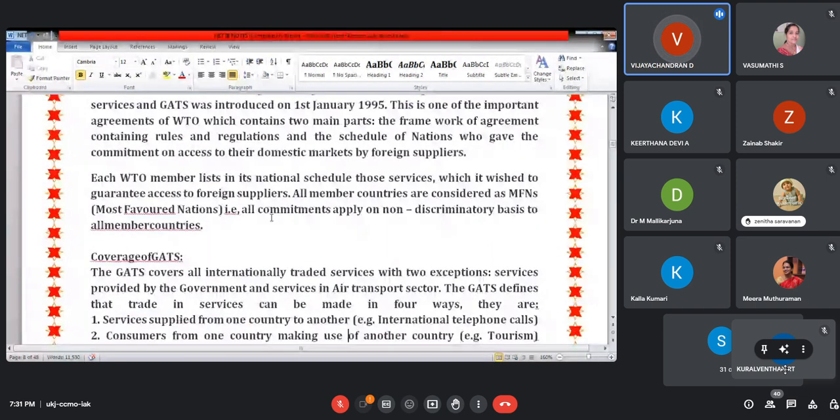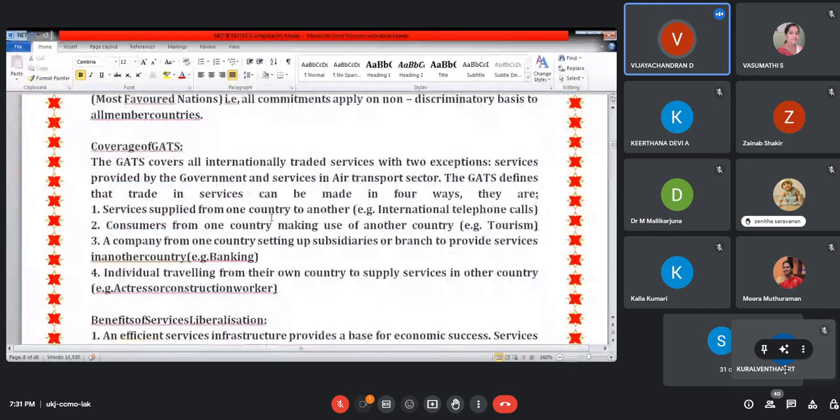What are the services coming under the GATS? I will tell you the items coming under services. The first one is international telephone calls, the service supplied from one country to another country. Next is tourism, consumer service. And next, banking. One country setting up a subsidiary in another country, that is banking or insurance. I will say insurance. So these are all coming under services.